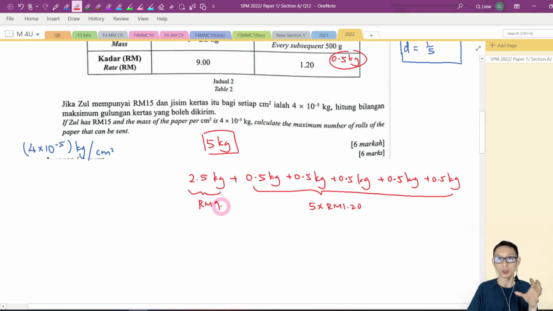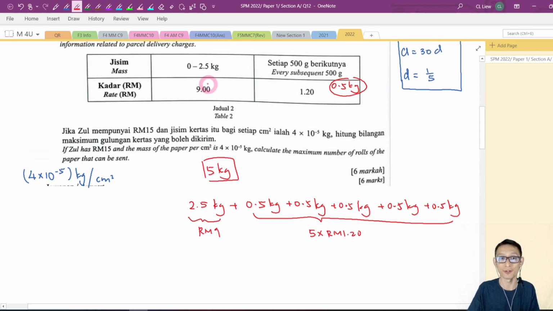So we know we need this 9 ringgit. Definitely, because we are 5 kilogram, right? Definitely will be more than 9 ringgit. So 9 plus, okay, plus. So this 9 ringgit is for 2.5 kilogram. I have 5 kilogram over here. So the rest will be calculated based on this rate.